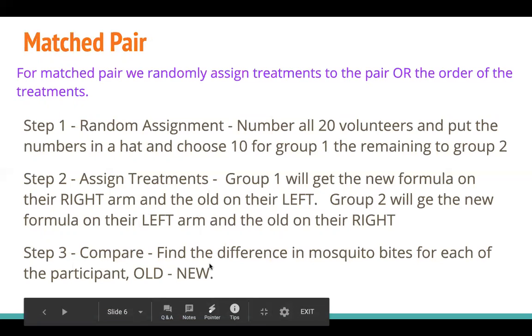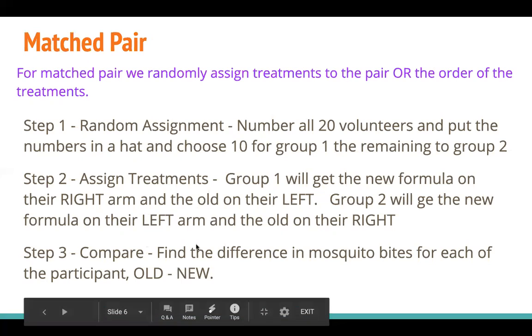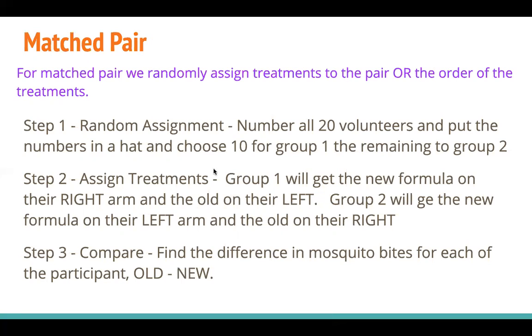After that, I compare and I find the difference in mosquito bites for each participant, the old minus the new. When we compare in matched pair, part of that variation reduction happens because I'm subtracting in there. The other one, I'm comparing 2 different means. Here, I really just have one group. So that's where that reduction comes from. So that's it on the example for matched pair.